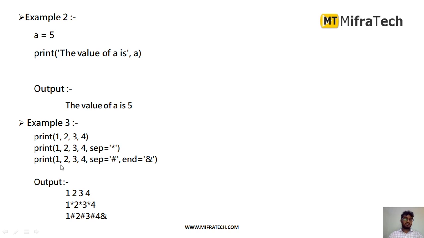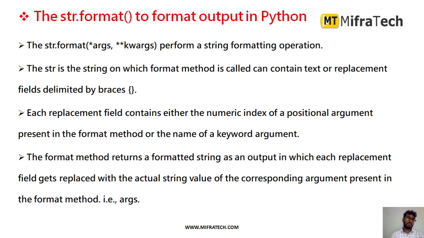In this last example, I have shown print of 1 2 3 4. The separator I have used is hash. So after every element a hash will come as a separator, and I can also mention at the end another symbol. So I can mention here end is equal to AND. If I execute this command, my output will be 1 hash 2 hash 3 hash 4. At the end, after the 4, I will get an AND symbol. So like this you can separate values by giving the separator symbol, or you can also add an ending symbol using this print statement.